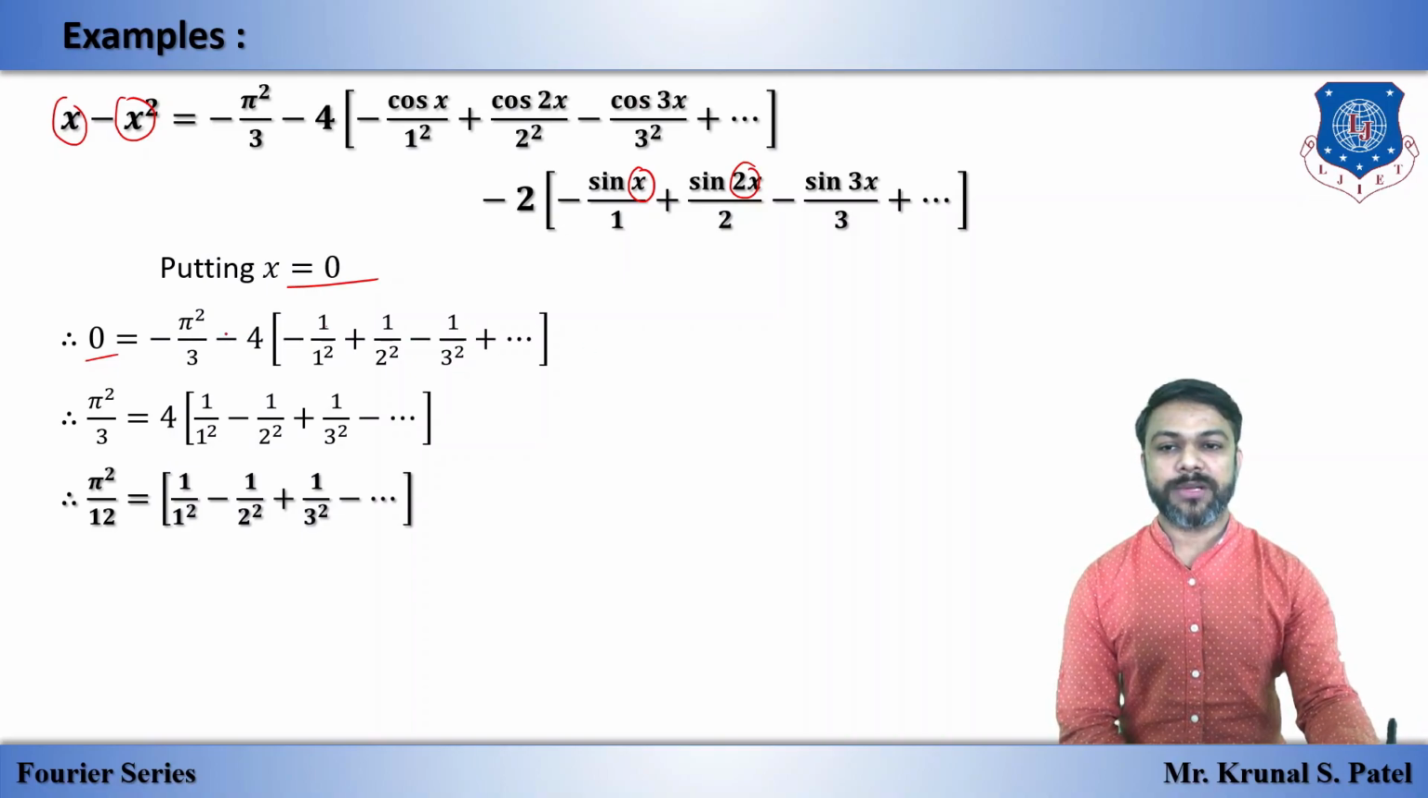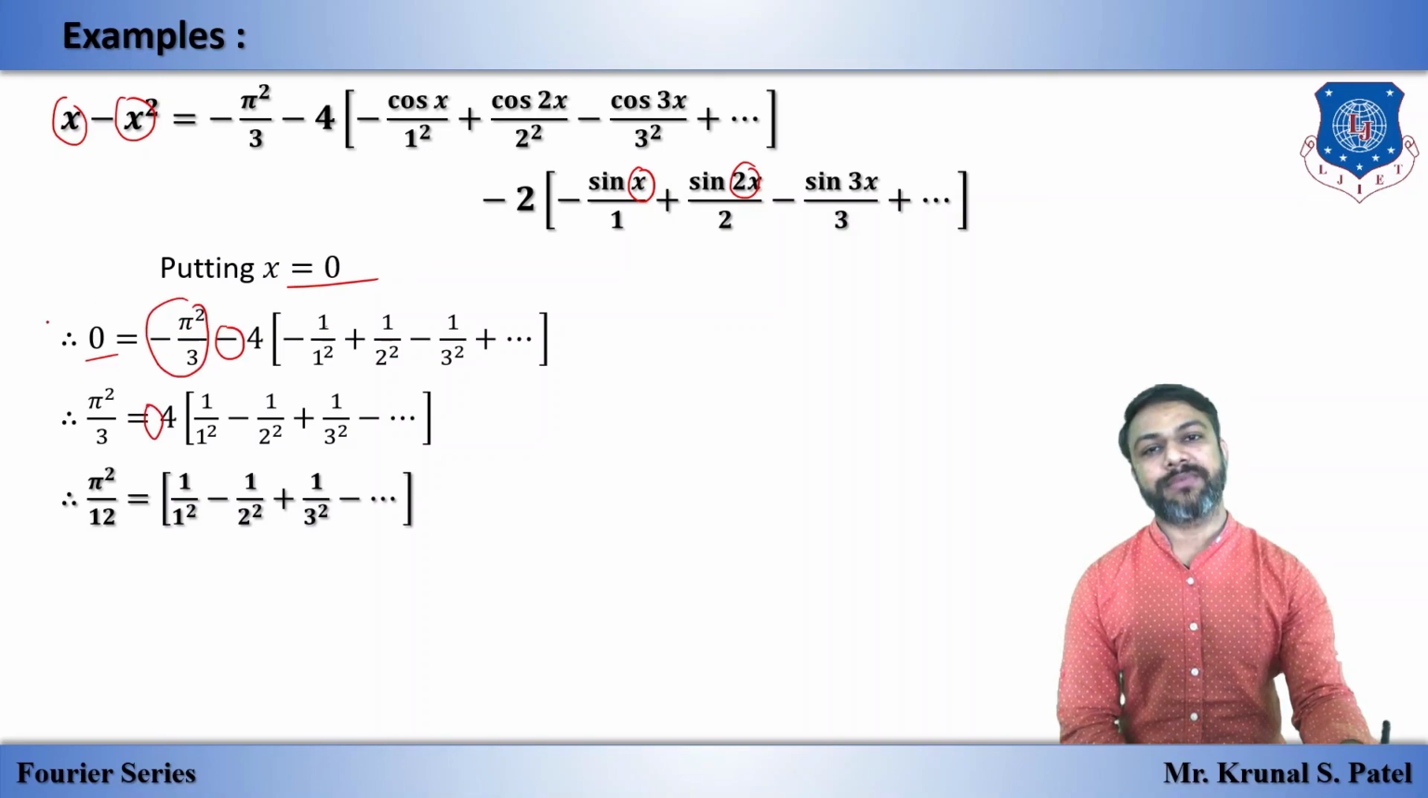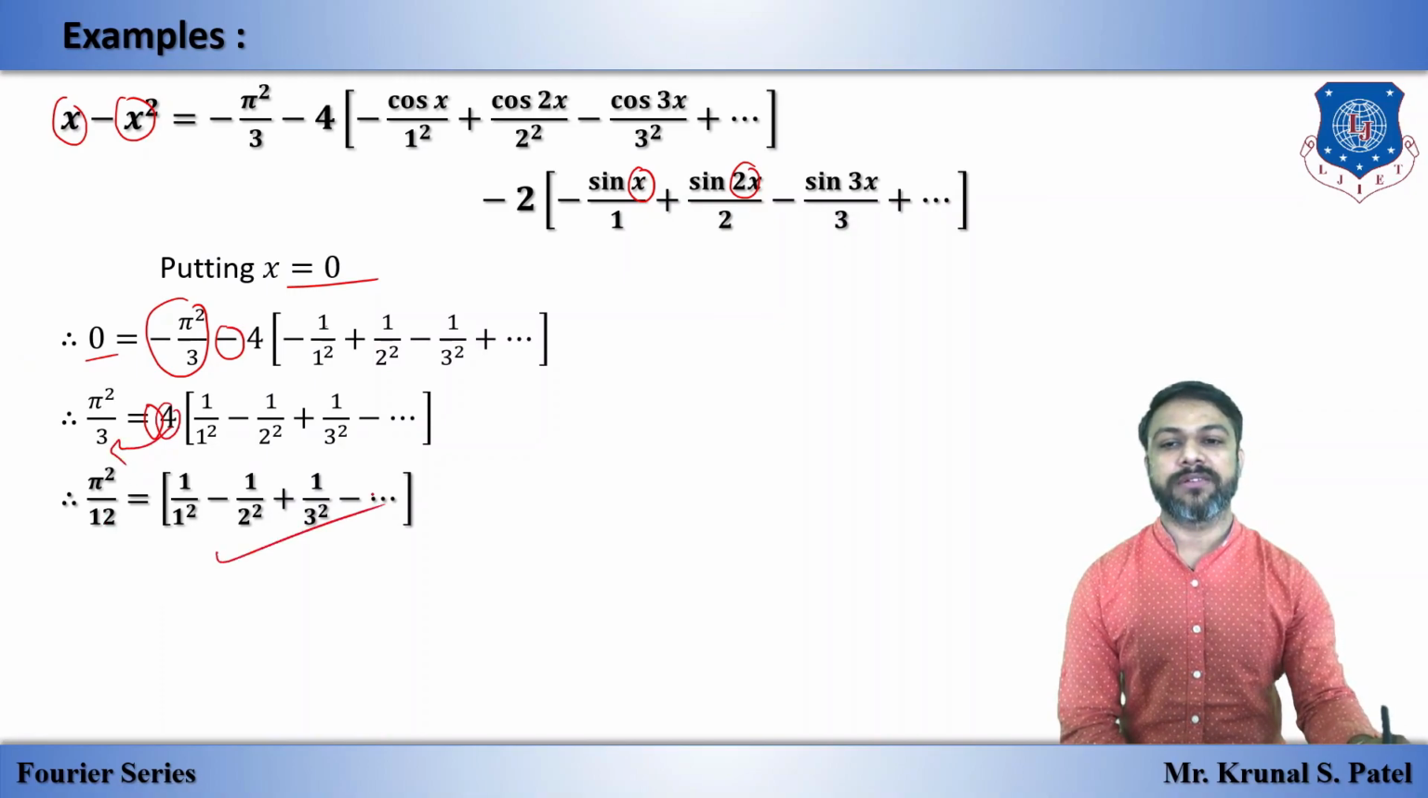If you take minus common, this minus becomes plus here, and if you take this term to the left hand side, the minus becomes plus. Now 4 to the left hand side in the denominator, and we have our final answer.